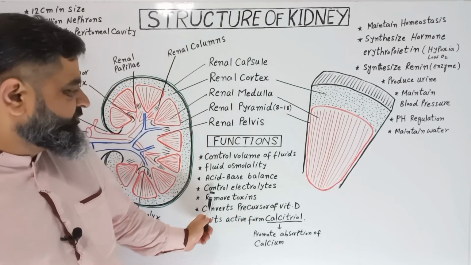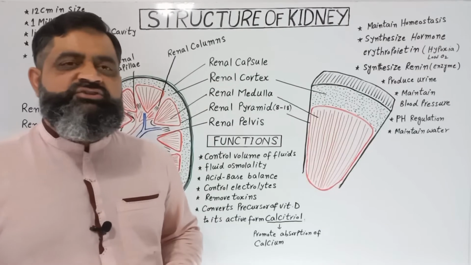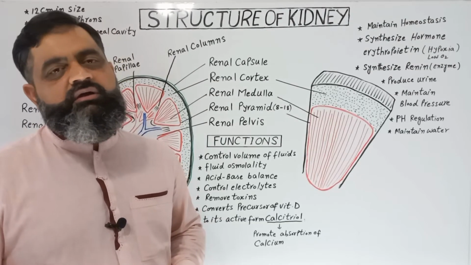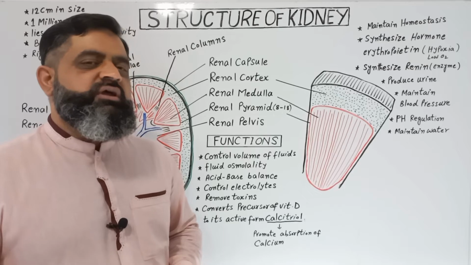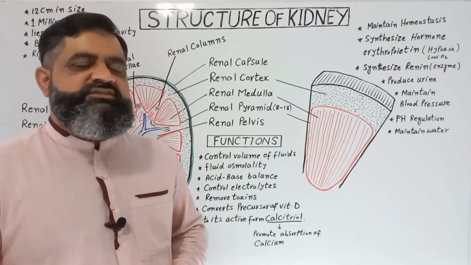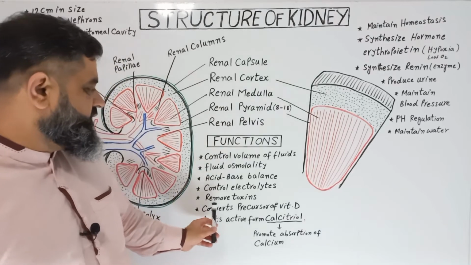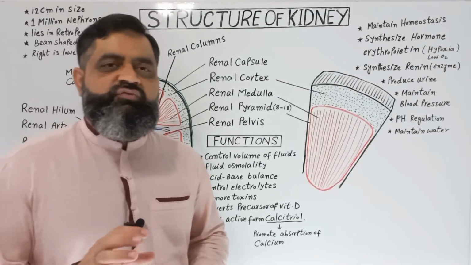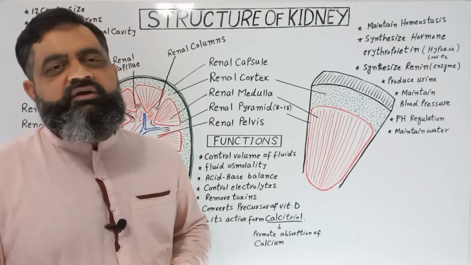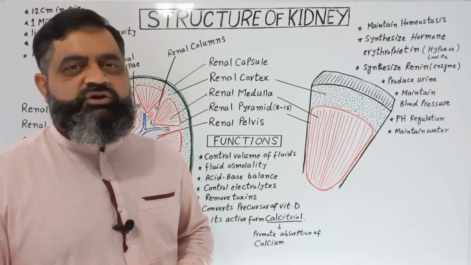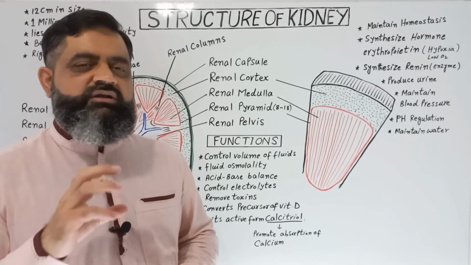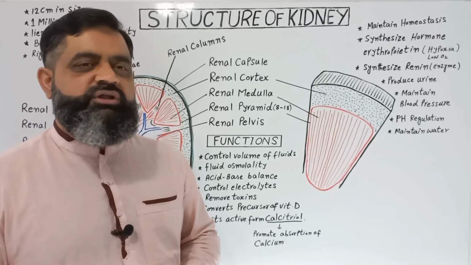It also controls electrolytes, sodium, chlorine, potassium, and phosphates, so that we do not suffer from dehydration. It also removes toxins with the help of the liver. Whenever toxins enter our body, they are removed from the body with the help of the kidney.